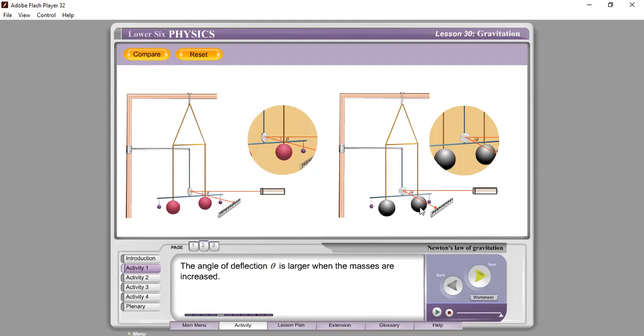Why? Because the big black object and the small one have a force between them. The magnitude is the same as the attractive force, but they deflect each other. So this means that we get the angle of deflection. Thus, the gravitational force between two bodies increases when the masses are increased.